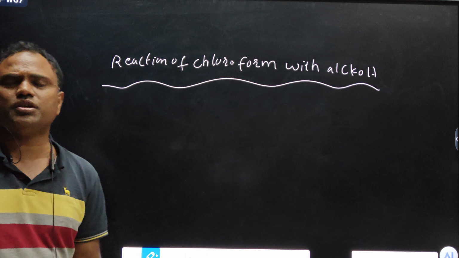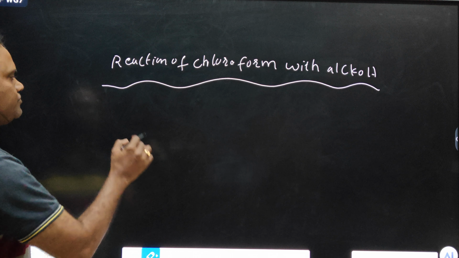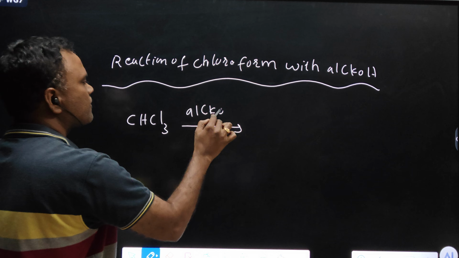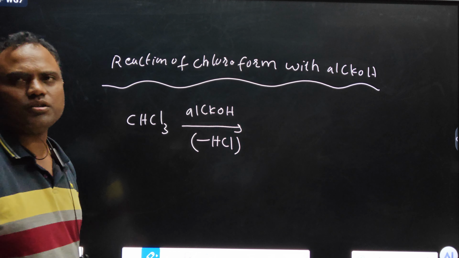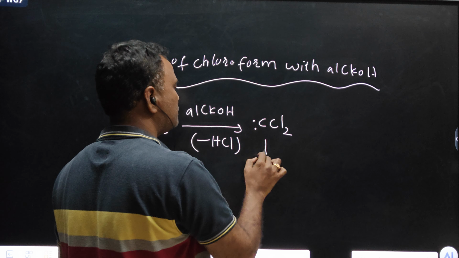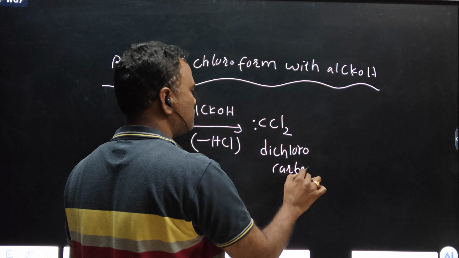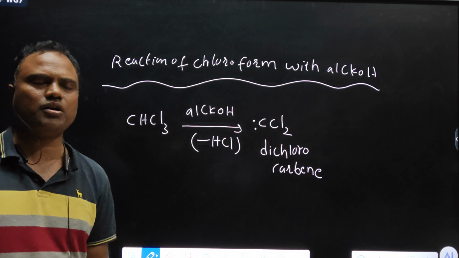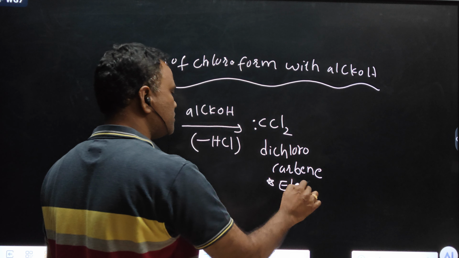This reaction is already completed in the elimination reaction, alpha elimination, 1,1-elimination. Chloroform is treated with alcoholic KOH. It loses HCl. Minus HCl will be eliminated, and we get dichlorocarbene. Dichlorocarbene is a reaction intermediate. It is an electron deficient species.